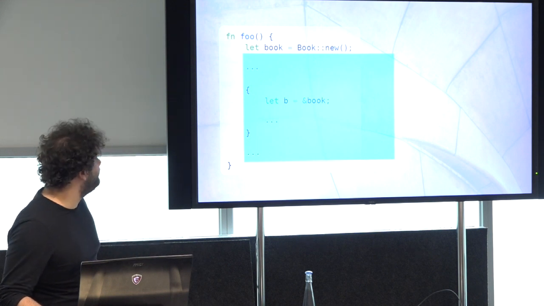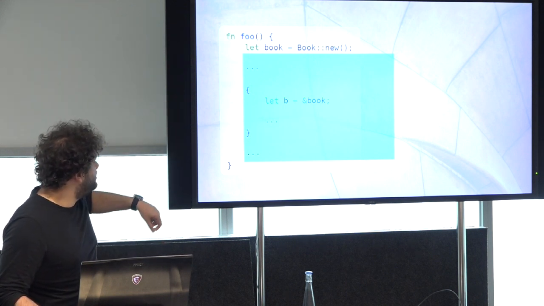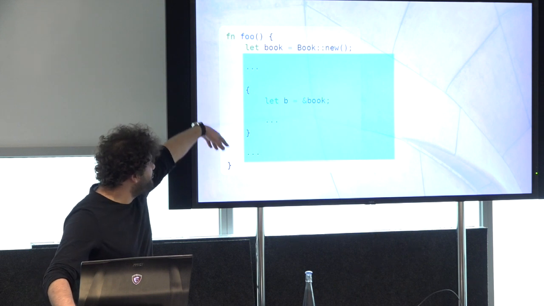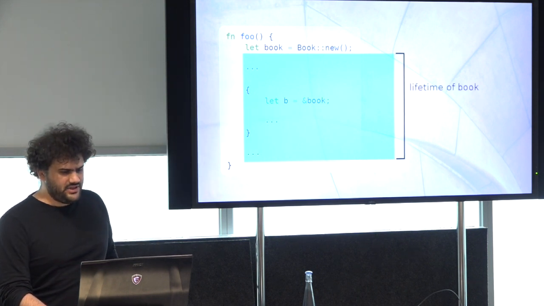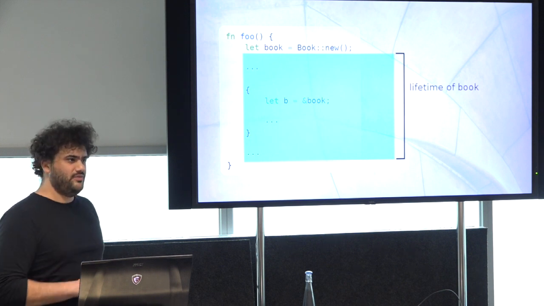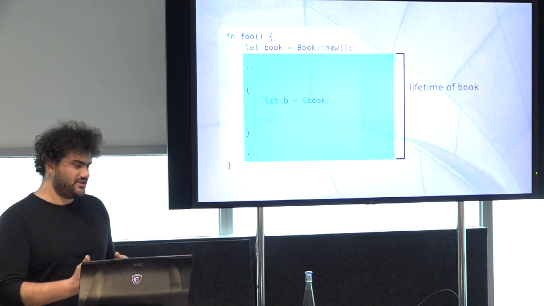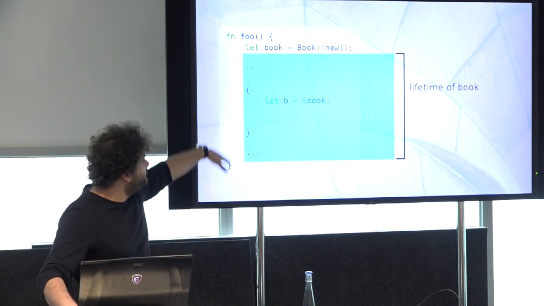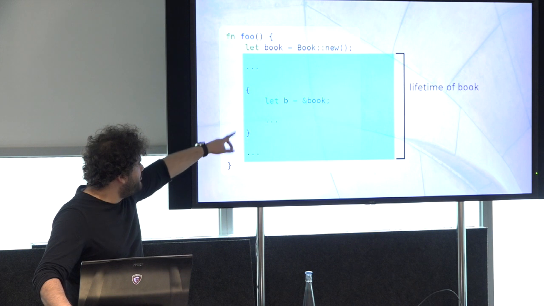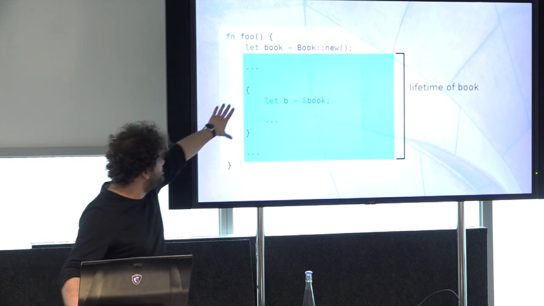So here you have book, and during this section of code, book is a thing that you can access, right? So this is the lifetime of book. Well, you might not be able to access it because it might be borrowed or something, but it exists, right? So this is the lifetime of book, and then we borrow it inside of that scope. This is just the scope things, right?